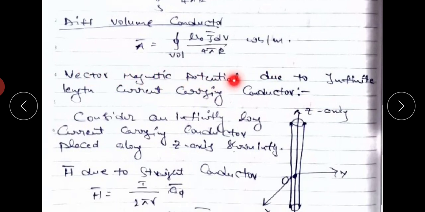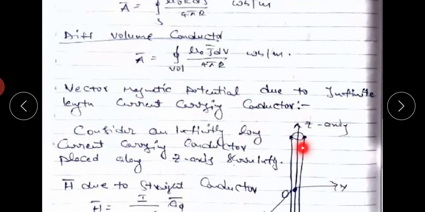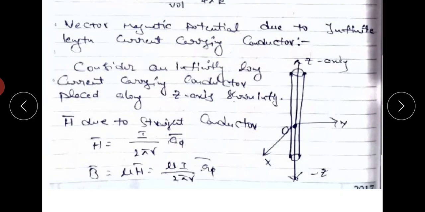Okay, next, the vector magnetic potential due to an infinite length current carrying conductor. Consider an infinite length current carrying conductor along the z-axis. It lies along the z-axis from minus infinity to plus infinity, and the current flowing through this conductor equals I. We know that the magnetic field intensity due to a straight conductor is H bar equals I by 2 pi r into a phi bar. This is the formula we already derived. B bar is the magnetic flux density, and the relation between B bar and H bar is B bar equals mu into H bar, so B bar equals mu I by 2 pi r into a phi bar.